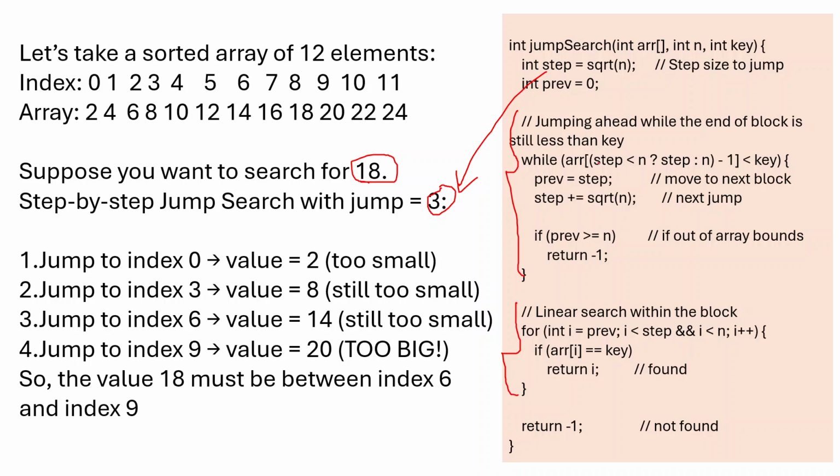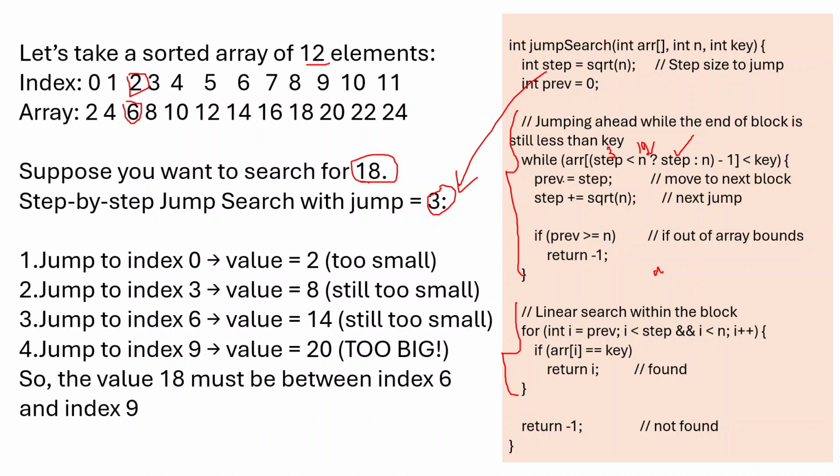While step is equal to 3, is 3 lesser than n? What is n? N is the 12 number of elements. So 3 is lesser than 12. If it's true, then array of step minus 1. So array of 3 minus 1 is array of 2. You can check over here. Array of 2 is 6. 6 is lesser than the key. The key which I'm searching for is 18.